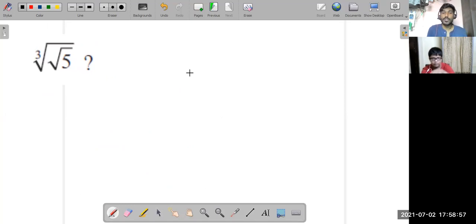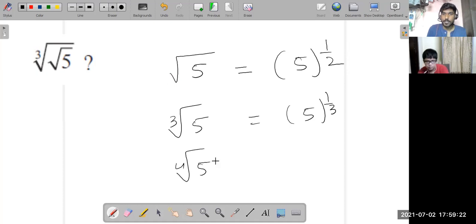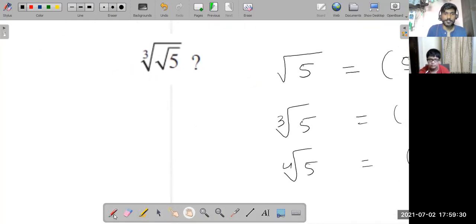Yes. So here what we do is a law of indices is used. Now one thing to note, root 5 can be written as 5 raised to 1 by 2. Similarly, cube root 5 means it is 5 raised to 1 by 3. Fourth root 5 is 5 raised to 1 by 4. Correct? Now if I write this in the form like this.